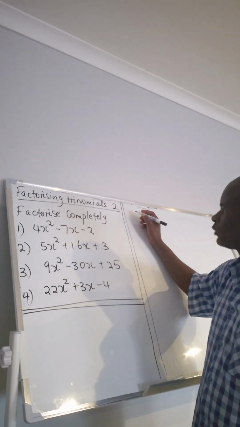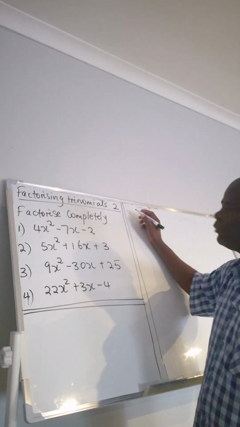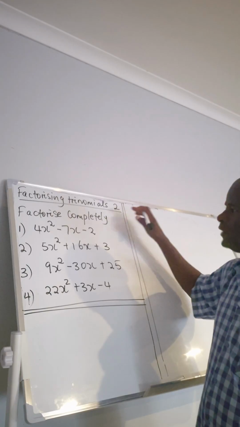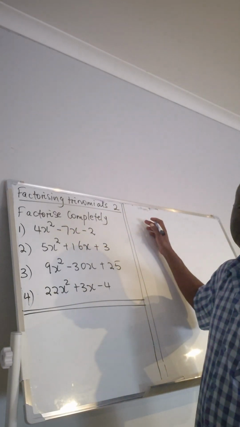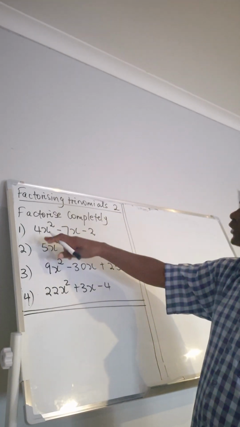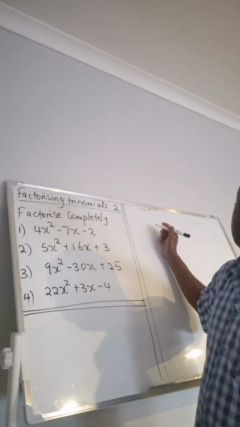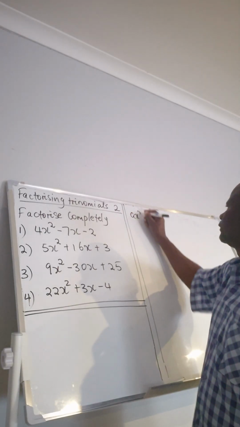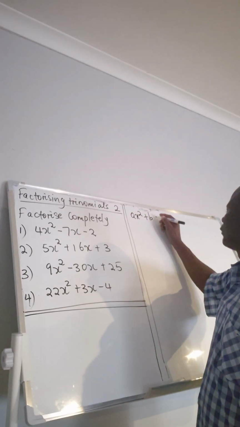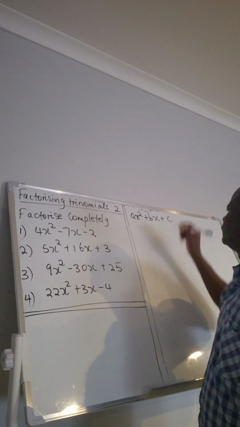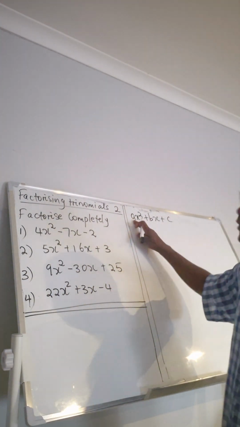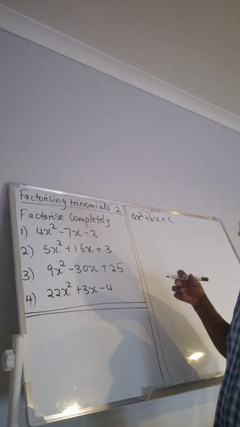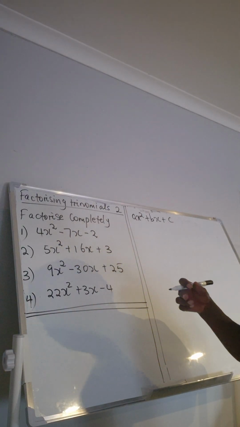Last time we did factorization of trinomials where a was equal to 1. That means a, the coefficient of x squared. So now we are going to look at where a is greater than 1. So our trinomial, which is the quadratic expression, is like this. So our a, the coefficient of x squared, is greater than 1 now. So it's no longer going to be as simple as last time.